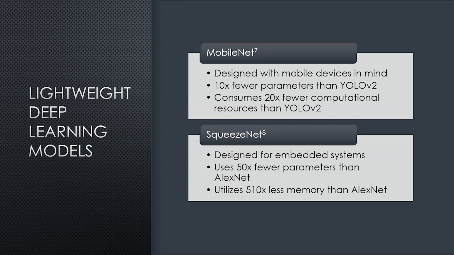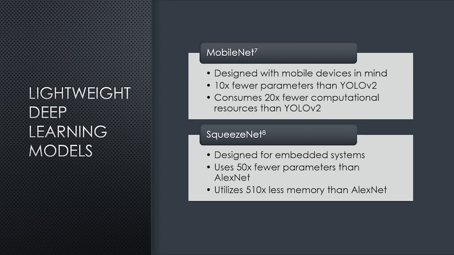Finally, we come to our final two papers, both of which concern deep learning, namely the new concept of lightweight deep learning. Specifically, we consider two new models, which claim to be free of the computational burden imposed by other deep learning models, while still retaining their accuracy. First, we have MobileNet, which was designed with mobile devices like smartphones and tablets in mind. It uses 10 times fewer parameters and 20 times fewer resources when compared to YOLO version 2.